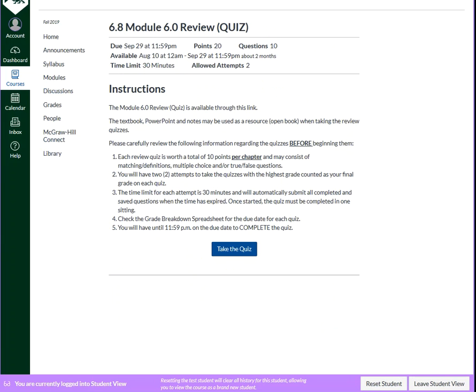Clicking the next button takes you to Module 6's review quiz. Once again, this is a quiz that is about 2 different chapters, therefore it's worth 20 points total, 10 points per chapter, so 10 questions per chapter. You have 2 attempts to complete the quiz in 30 minutes, and then you have until 11:59 on the due date to submit.